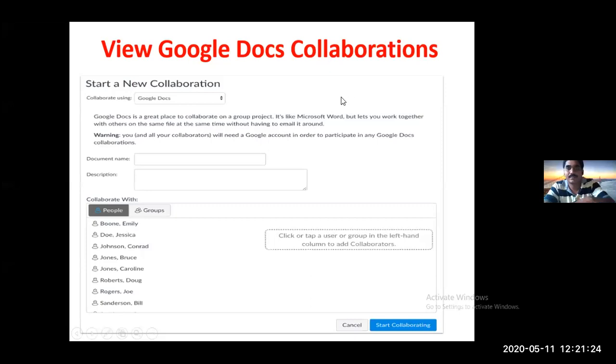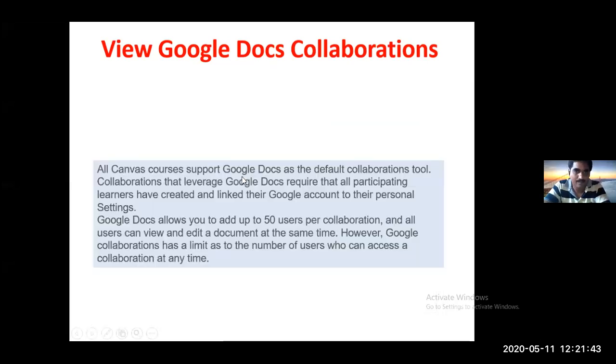View Google Docs collaborations. Google Docs has automatically been integrated with Canvas. For writing or copy-paste portions, you can use Google Docs, Word, Slides, and Sheets, which can also be used in Canvas. All Canvas courses support Google Docs as a default collaboration tool. Google Docs allows up to 50 users per collaboration, and all users can view and edit documents at the same time in Canvas itself.